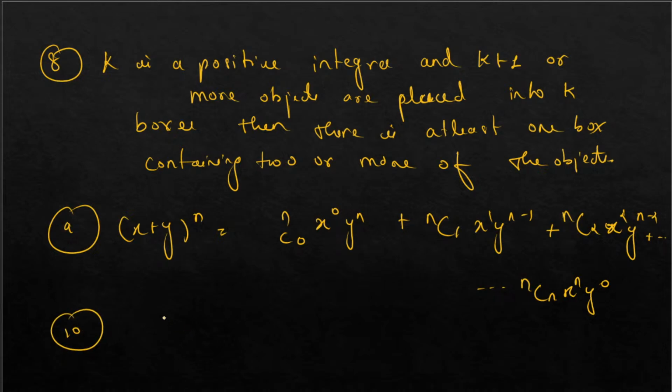Now the tenth one is nC0 plus nC1 plus nC2 and so on up to nCn equals 2 to the power n. Okay, so note these formulas, 2 to the power n. Note this everyone.